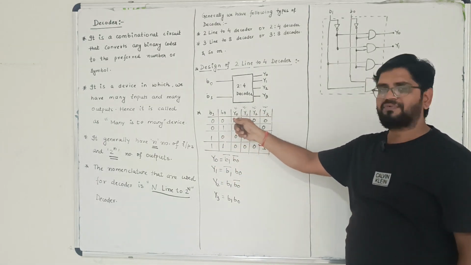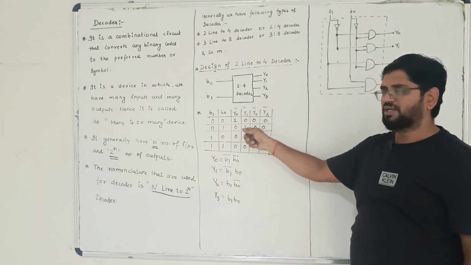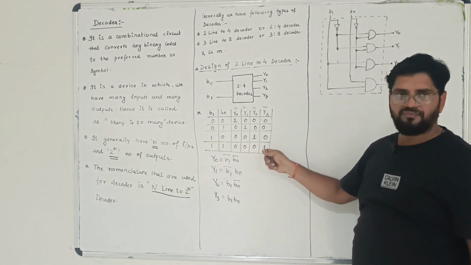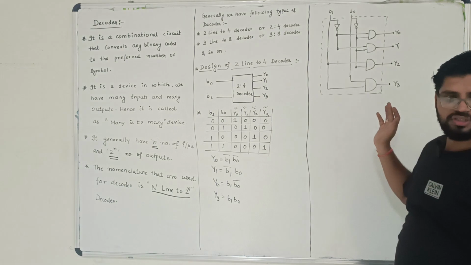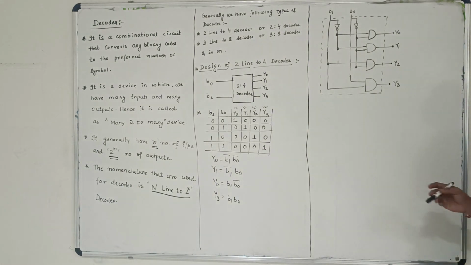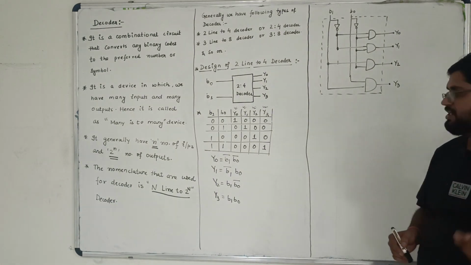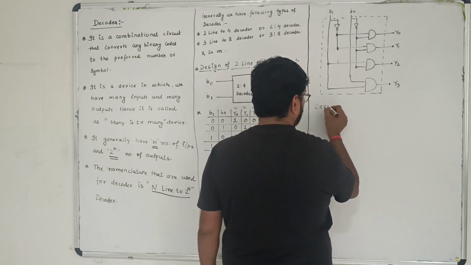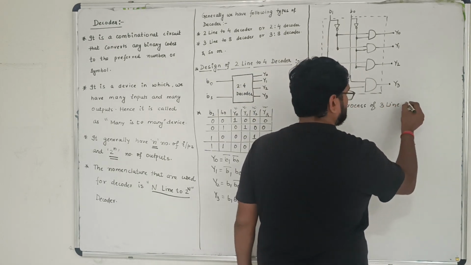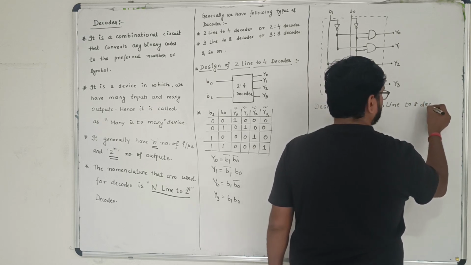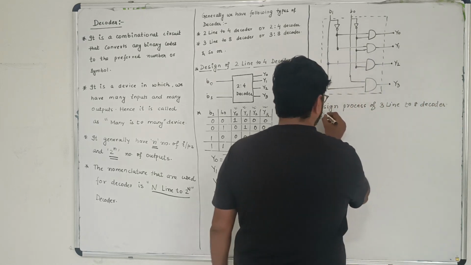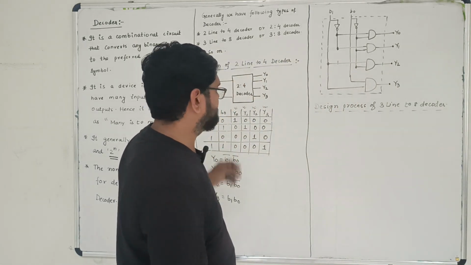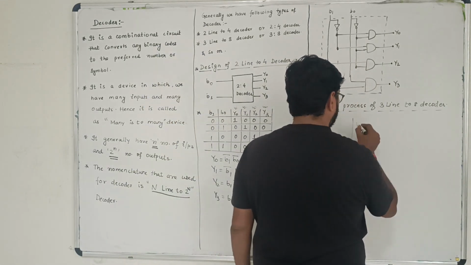0, 0 will imply a high value at Y0, 0, 1 will imply a high value at Y1, 1, 0 will imply a high value at Y2, 1, 1 will imply a high value at Y3. Write the Boolean expression for that, draw the diagram. That is your design process of a 2-line to 4-line decoder. Similarly, we'll be able to do the design process of a 3-line to 8-line decoder. The design process of a 3-line to 8-line decoder is similar to what we have done in the previous case. Here, tell me what will be the input.